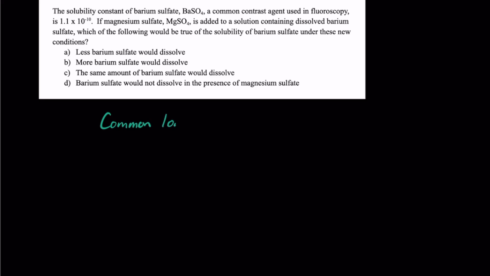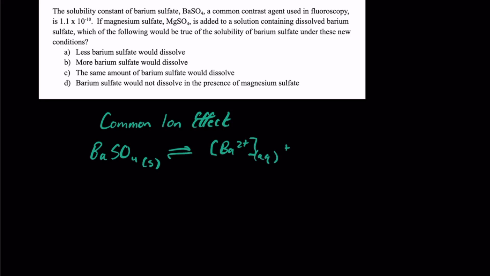And to understand the common ion effect, we have to understand what our chemical equation for the dissolution of barium sulfate looks like. So our solid barium sulfate will dissolve into barium, which would be aqueous, and sulfate, which would also be aqueous.